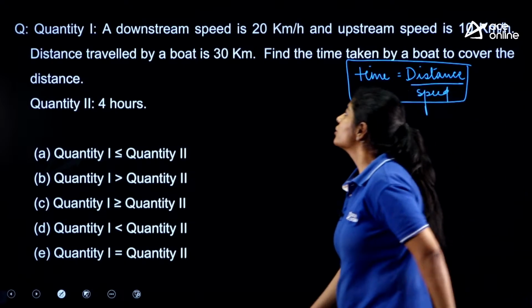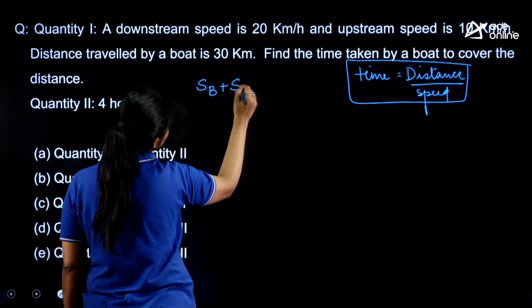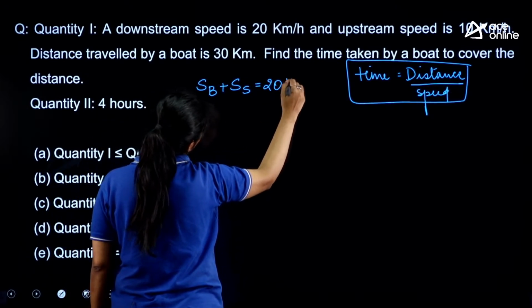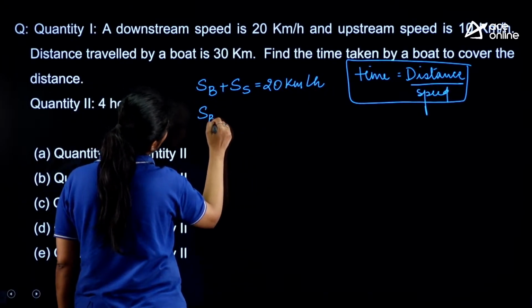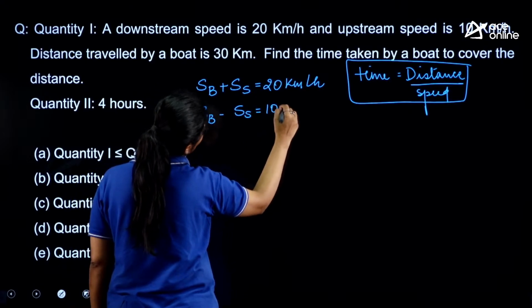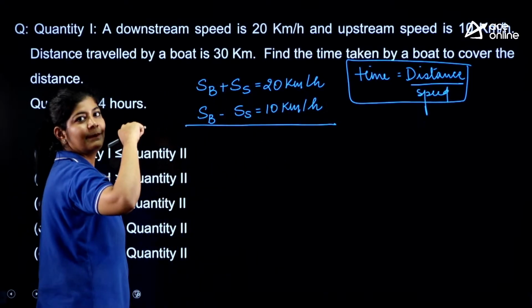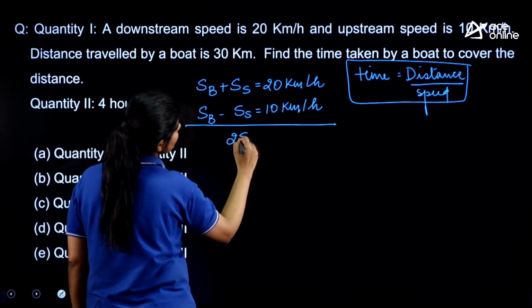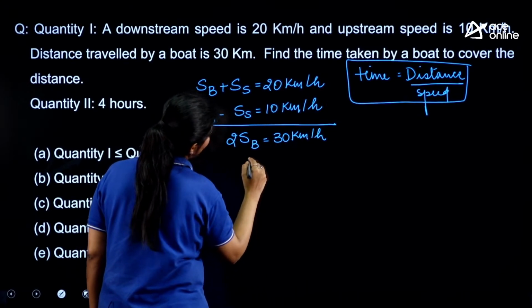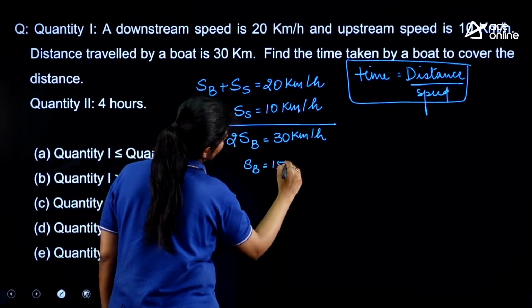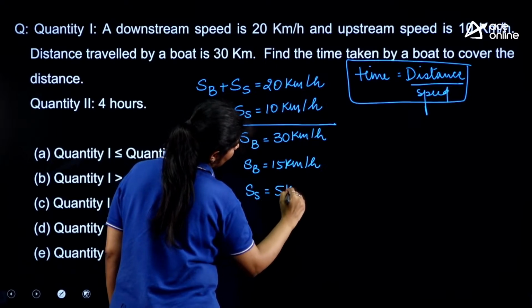So we know that the speed in downstream is nothing but the speed of boat plus speed of the stream, and that is nothing but 20 kilometers per hour, right? And speed in upstream is nothing but speed of the boat minus speed of the stream, which is 10 kilometers per hour. If we need to calculate the speeds, we just simply add the values. Here, twice the speed of boat is nothing but 30 kilometers per hour. So speed of boat that we got over here is 15 kilometers per hour. And the speed of stream is 5 kilometers per hour.